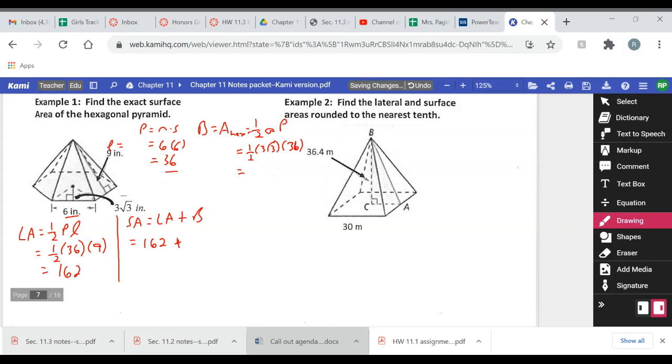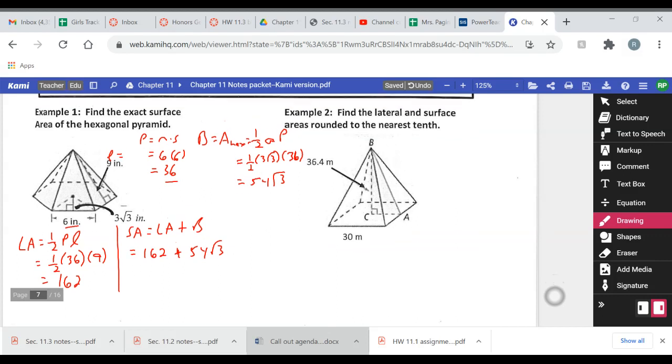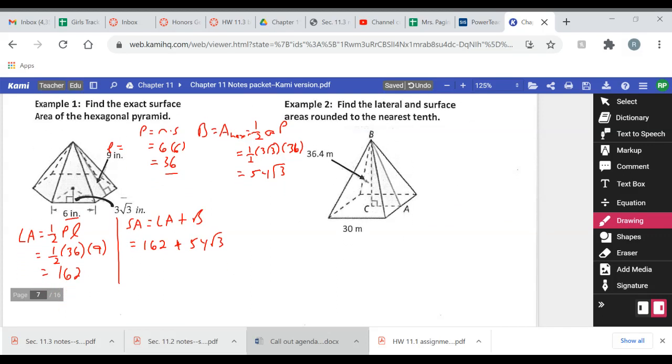To get that simplified down, we can say 0.5 times 3 times 36, and that gives me 54 square root of 3. Again, I want to keep it exact as I work throughout the problem. I don't want to round and round throughout the problem and really throw off my answer. So down here I have plus 54 square root of 3. If they ask me for the surface area in exact form, that would be my answer, because the directions, oh, this one does say find the exact surface area of the hexagonal pyramid. So technically, the exact is what I have right here, and I would put inches squared.